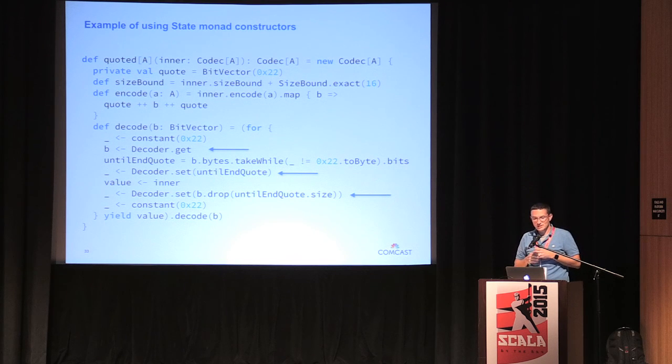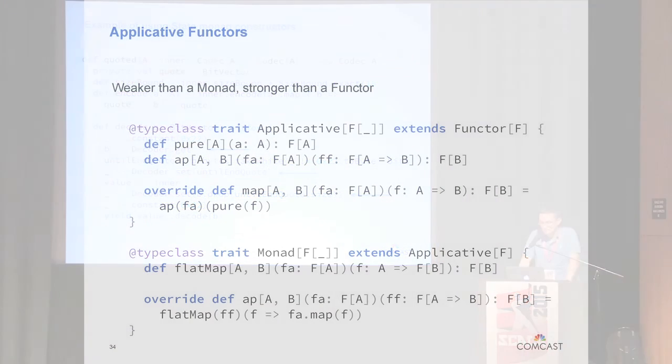And if we didn't have these state monad constructors, we could just fall back and write decode in an imperative style. But because we have them, we can actually compute the entire decoding logic in a single for comprehension. So we're able to reach in and replace the remainder and whatnot.